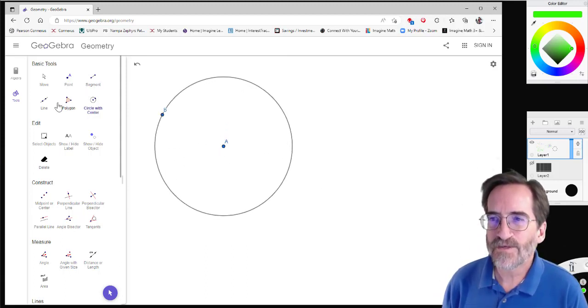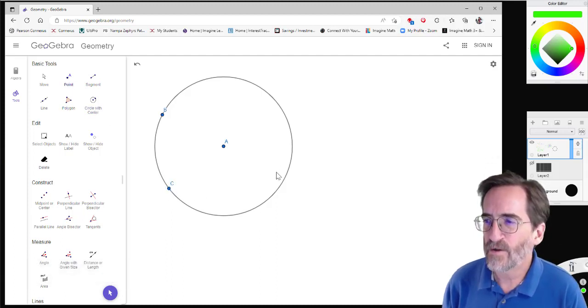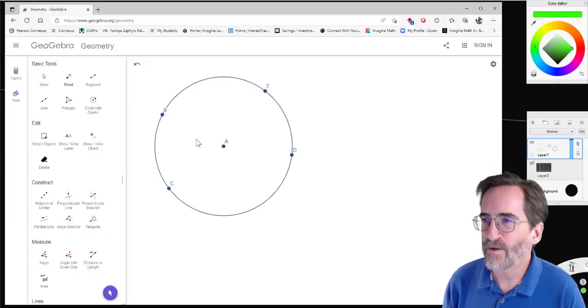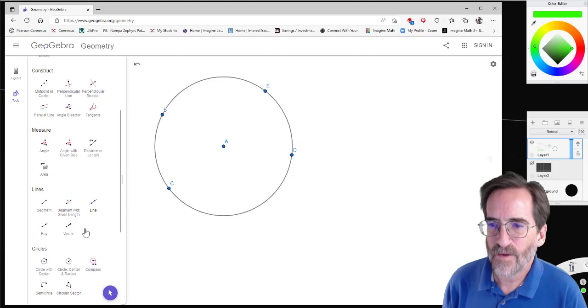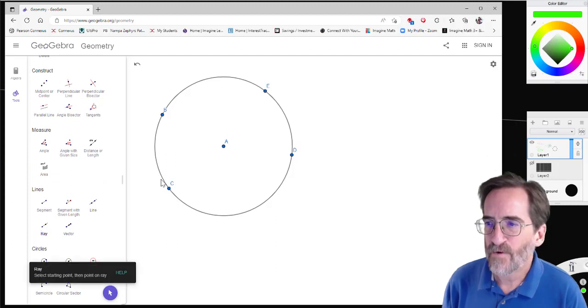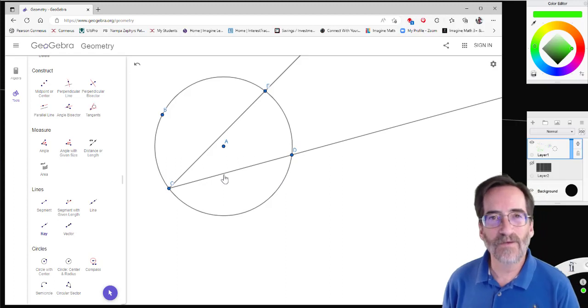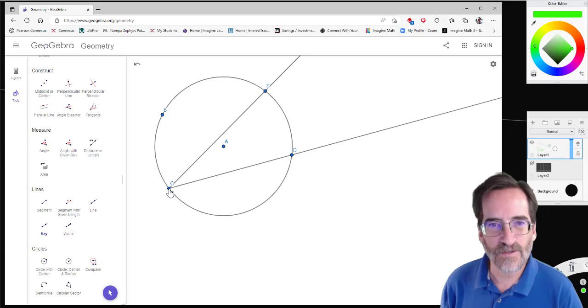An inscribed angle is an angle that has a vertex, or a corner, on the circle. So if I place 3 points on this and draw an angle right here. In fact, I want a ray, not a line. So ray CE and ray CD. That's an inscribed angle. An inscribed angle is an angle whose vertex is on the circle.